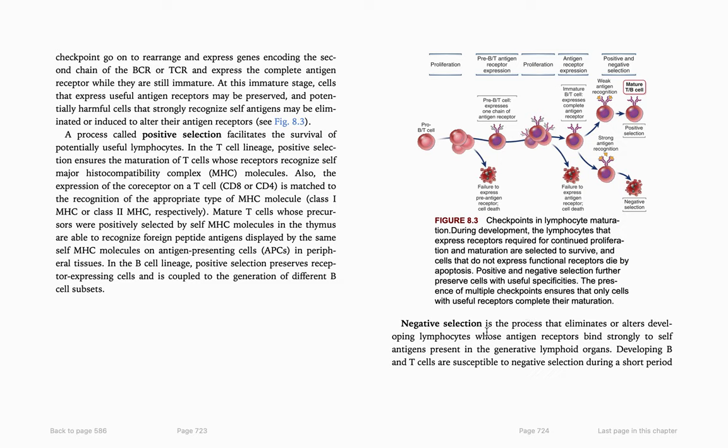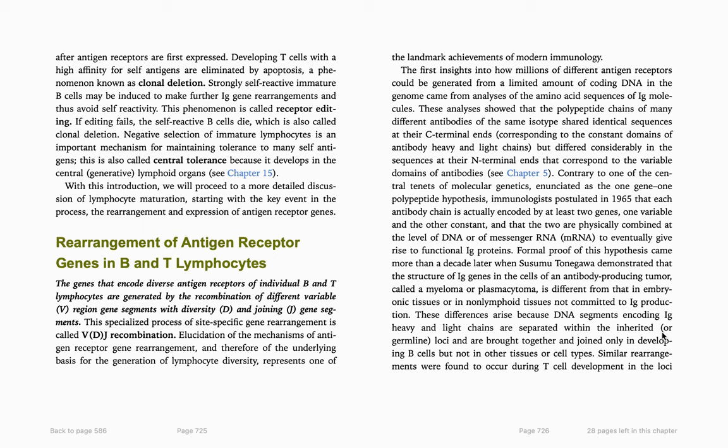Negative selection is the process that eliminates or alters developing lymphocytes whose antigen receptors bind strongly to self-antigens present in the generative lymphoid organs. Developing B cells and T cells are susceptible to negative selection during a short period after antigen receptors are first expressed. Developing T cells with a high affinity for self-antigens are eliminated by apoptosis, a phenomenon known as clonal deletion.